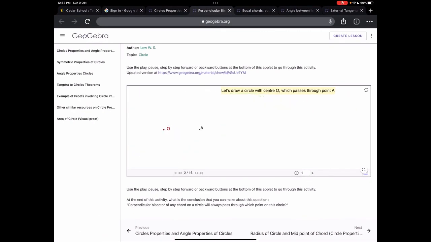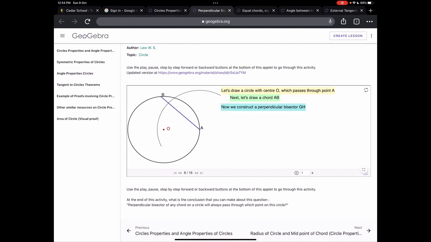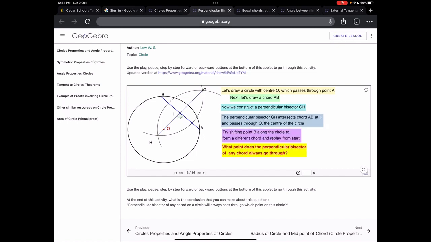So if I draw a circle with center O, and A, B are the points on the circumference of the circle, and you draw a perpendicular bisector, these are the construction steps. What you notice is that the perpendicular bisector is a line that is going to pass through the midpoint of AB, and it's also going to be perpendicular, and it is going to pass through the center of a circle.